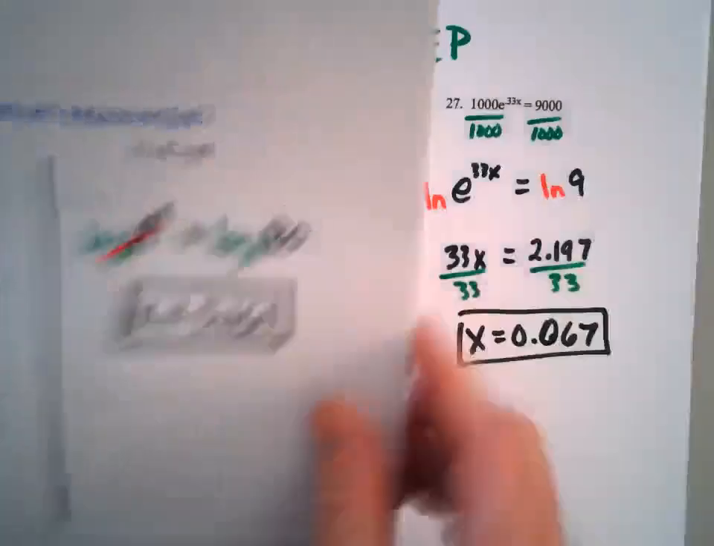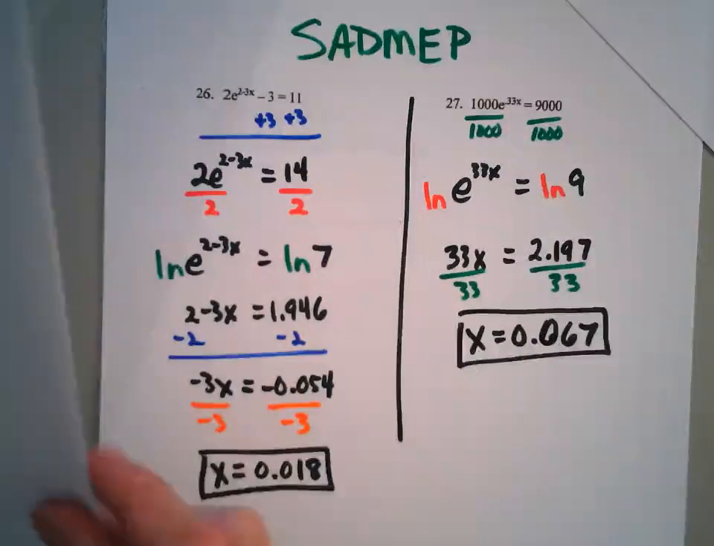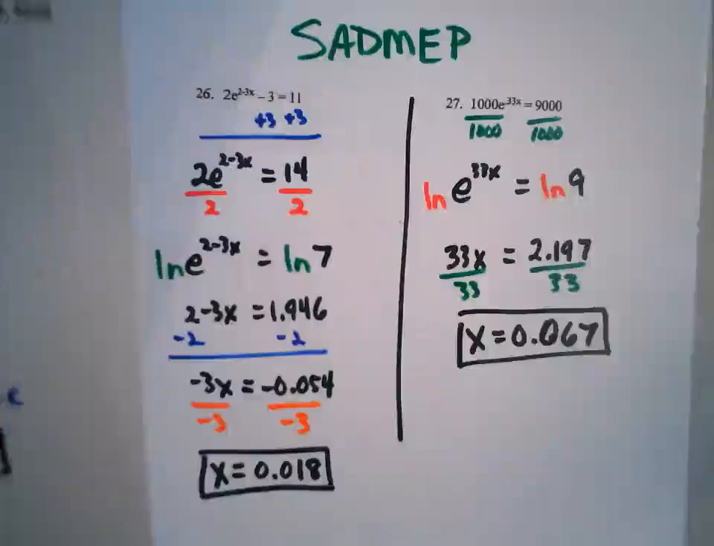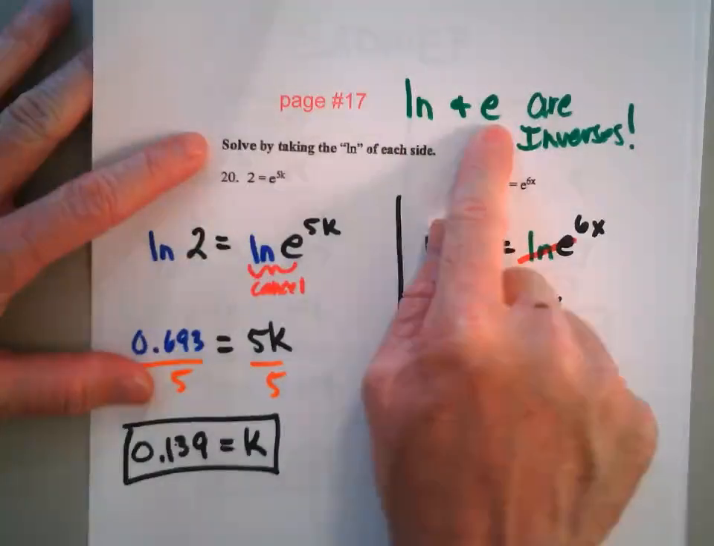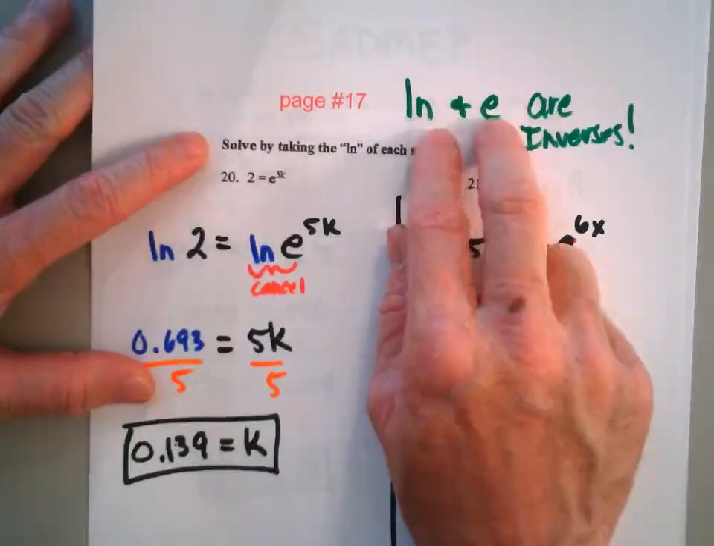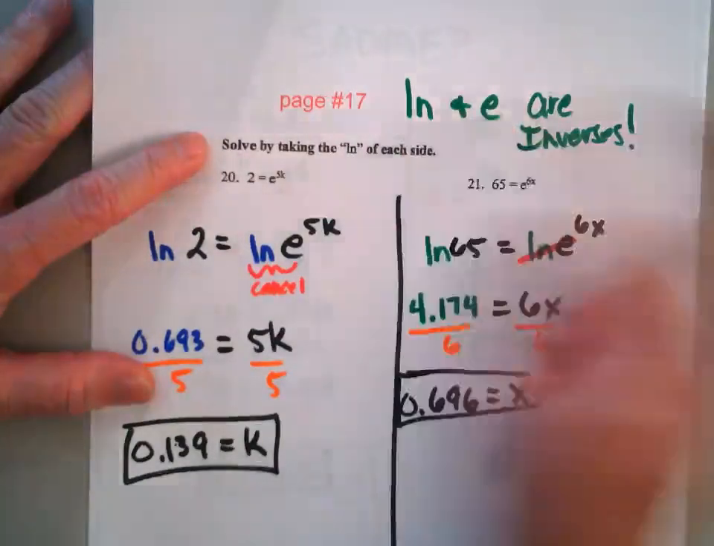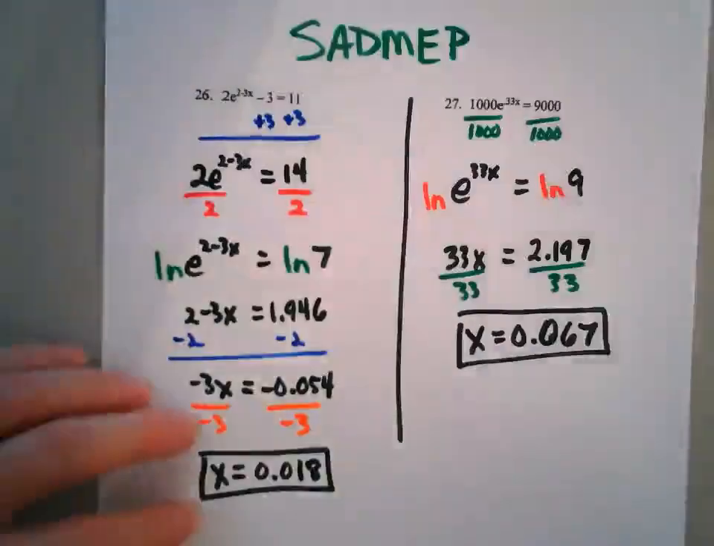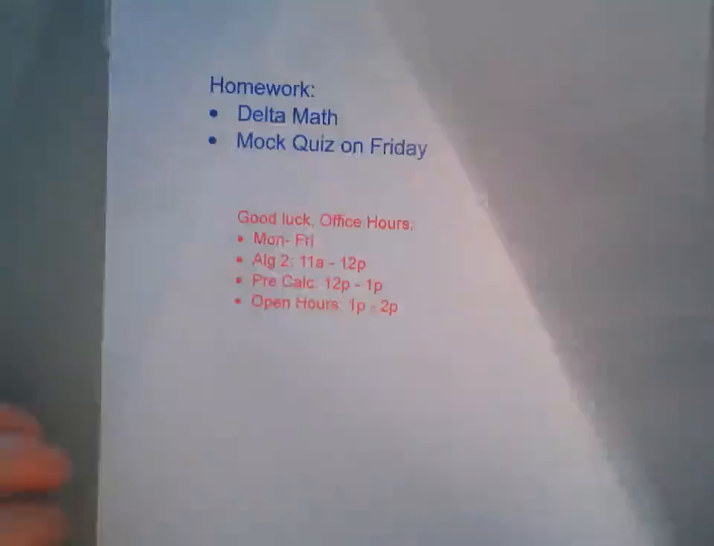Okay? And then, finally, the natural log and e are inverses of one another. So make sure, if you see one of these, that you use the other one to cancel it out. Okay? And don't forget to use SADMAP.